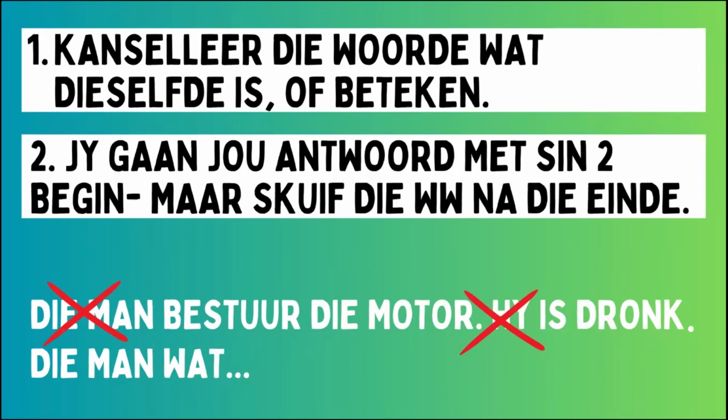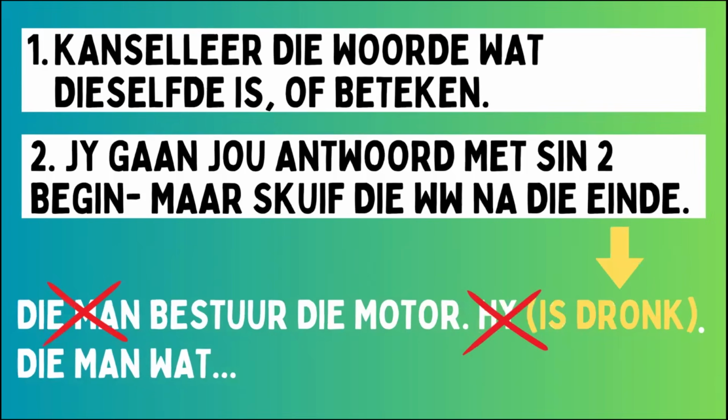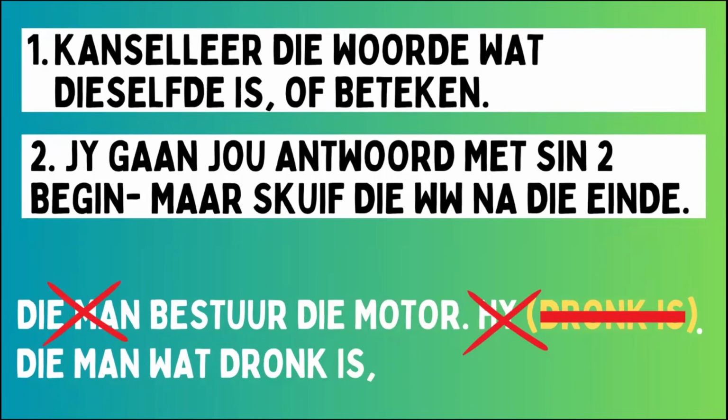What is the next one? Jy gaan jou antwoord met sin 2 begin, maar skuif die werkwoord na die einde. So what they are saying is we are going to start our answer with the second sentence. Okay, there it is. We're going to start with that. So after die man wat, we are going to put that in there. However, they also say the second part, maar skuif die werkwoord na die einde, but we are going to move the verb to the end. And what is the verb? Is. So there we swapped it. Now it is dronk is. So let's do what they asked. We're going to take those and put it next to our beginning of our answer here. So die man wat dronk is.